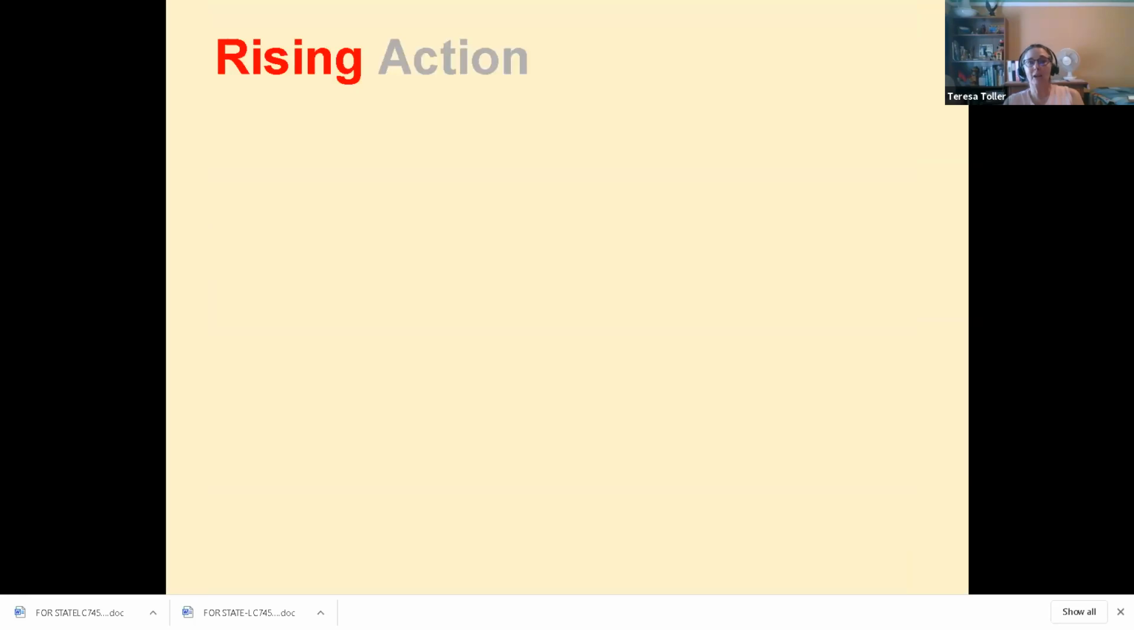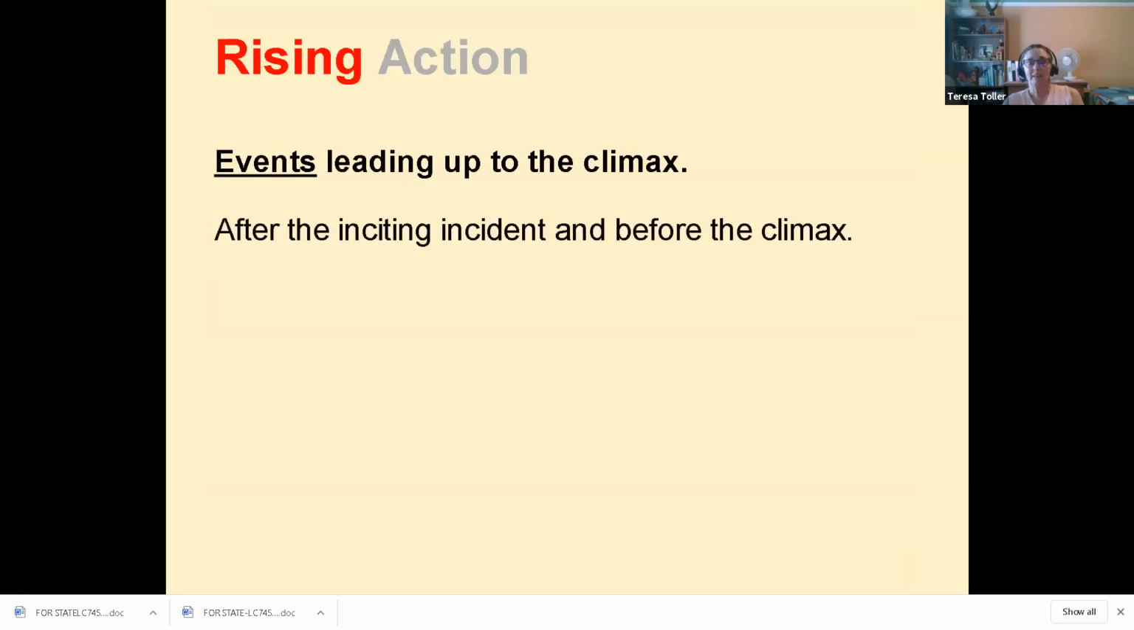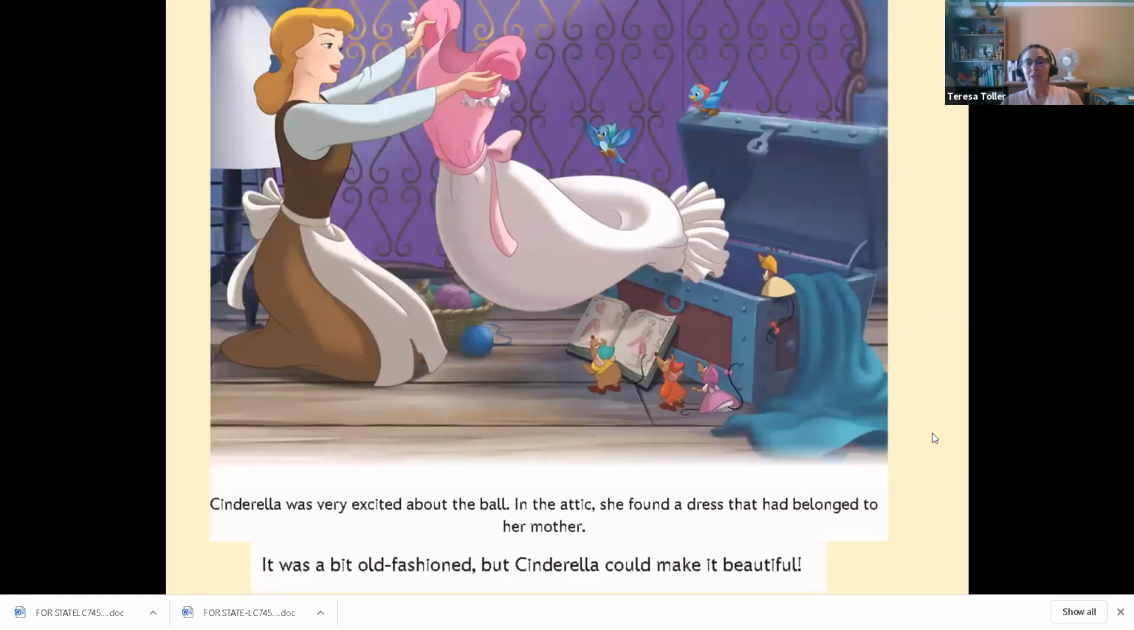So now we get the rising action. These are all of the events leading up to the climax, the peak of the story. Usually the rising action is the bulk of the story that's in between the inciting incident and the climax. Here we go. Here's some of the events, the string of events that occur.